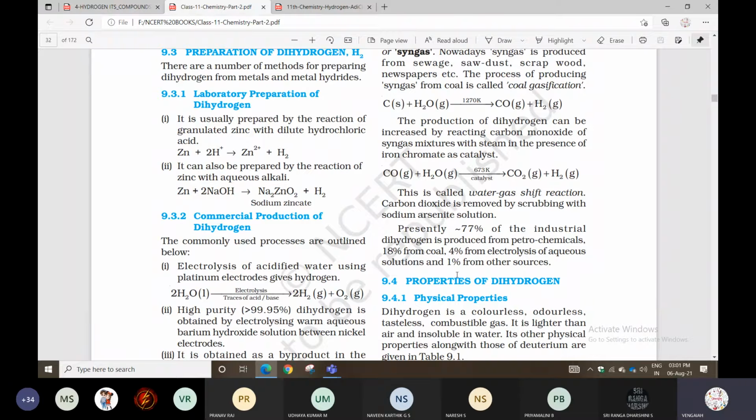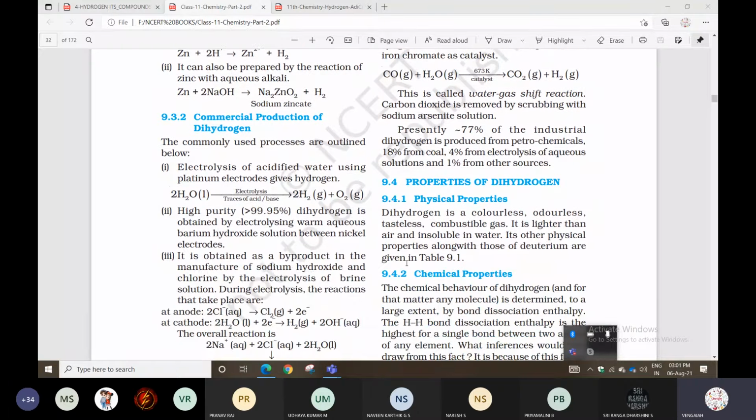18% from coal is given. 4% from electrolysis of aqueous solution, you can take. And 1% from other sources also given.